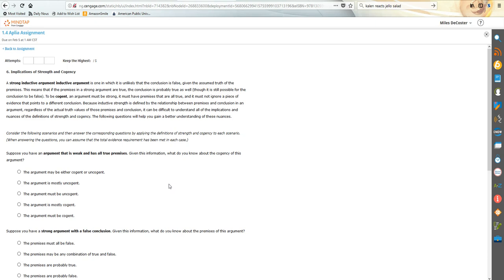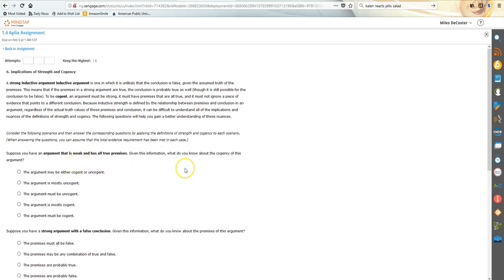So let's look at the first one here. Suppose you have an argument that is weak and has all true premises. All right, well, if it's weak, that means that the premises don't really relate too much to the conclusion, or they make the conclusion less likely. So if they're true, that doesn't really matter to the conclusion. Maybe it's true, maybe it's false, maybe it actually makes it weaker.